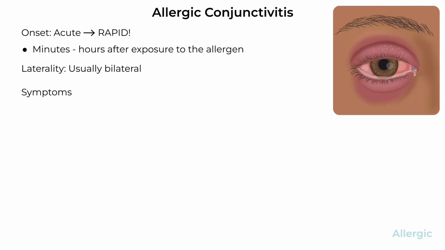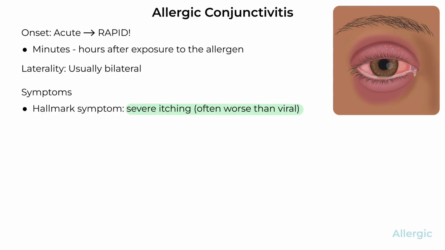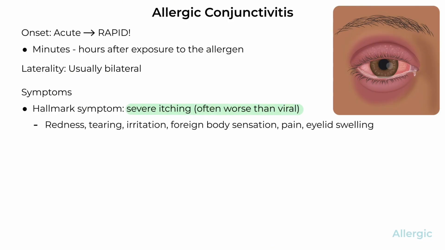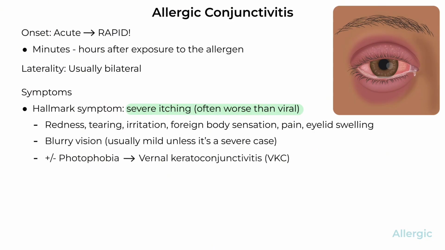For symptoms, the hallmark symptom is severe itching, often worse than in viral conjunctivitis. Also, redness, tearing, irritation, foreign body sensation, pain, eyelid swelling, blurry vision, which is usually mild unless it's a severe case. And there may be photophobia, like in vernal keratoconjunctivitis.